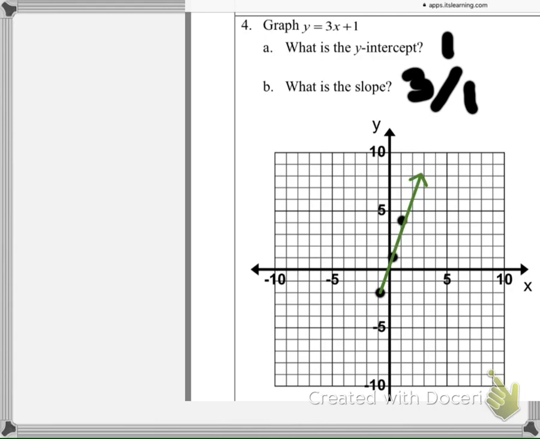Please use a ruler. Okay, so y-intercept is 1. Y-intercept is where the line is crossing the y-axis. It's crossing right here at 0, 1. And down 3 and to the left 1, or up 3 and to the right 1 shows the slope of 3. Next problem.